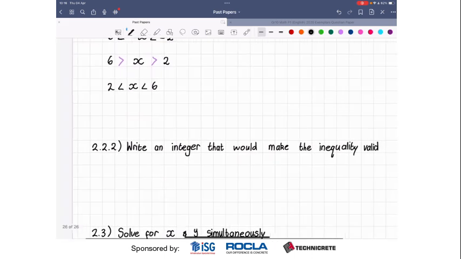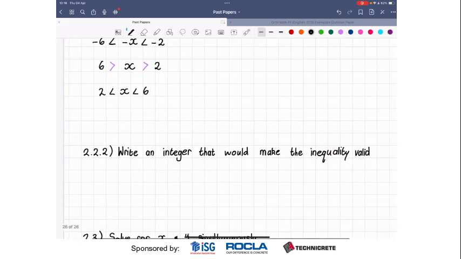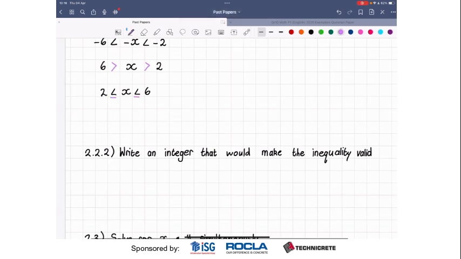And then the next part says write an integer that would make the inequality valid. So I've just solved for x, and that x has to be a number between 2 and 6. So I can choose any number that I want that is in between 2 and 6 and not including 2 and 6. If I wanted to include 2 and 6, I would have this less than or equal to. But I just had the less thans. So any number between 2 and 6, I can have 3, 4, or 5. And any of these would be a valid answer.